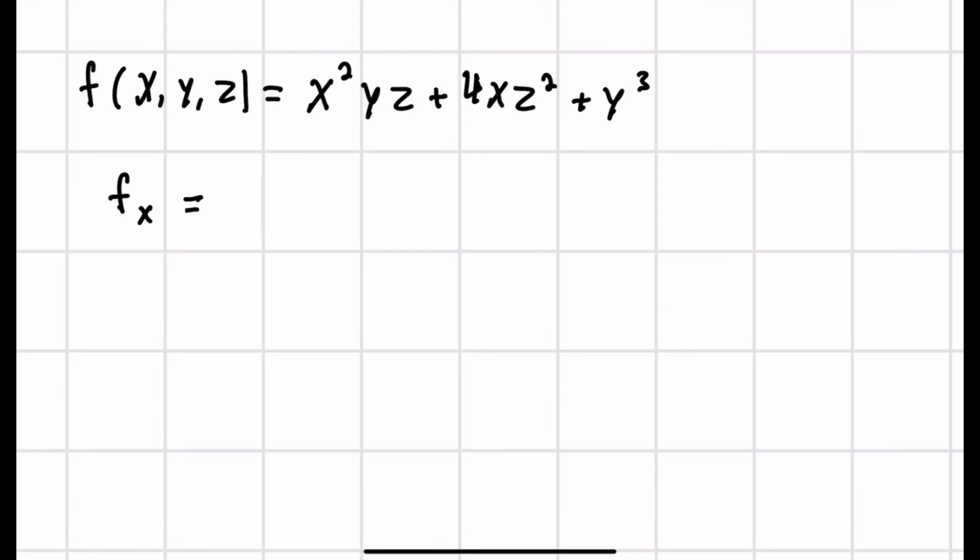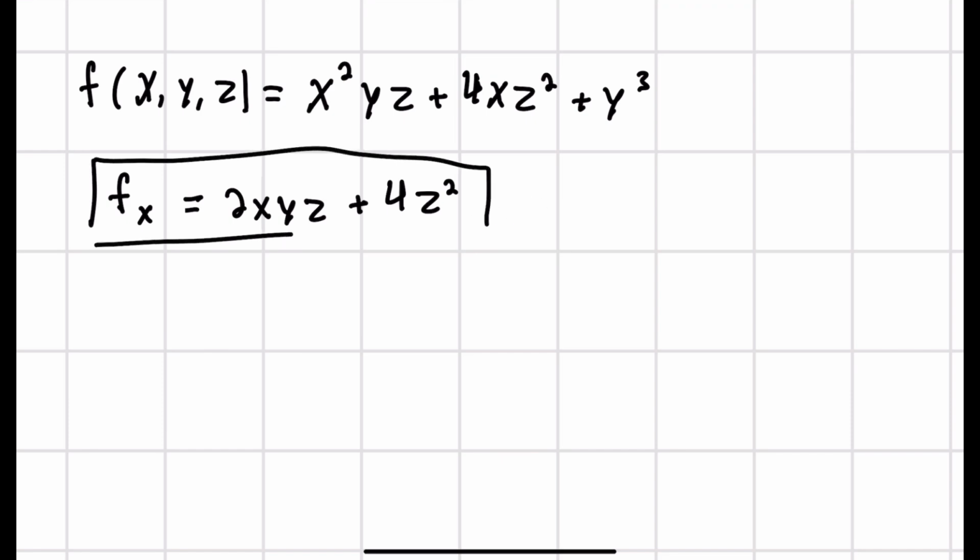In our next example, our function has three inputs, which are x, y, and z. So let's find the partial derivative in respect to x. So for our first term, we have x squared, which gives us 2x times yz, plus our second term, we have x, which means the derivative is simply 1. So we have 4z squared, plus our third term, the derivative of y cubed in respect to x is simply 0. So that gives us this as our final answer for the partial derivative in respect to x.